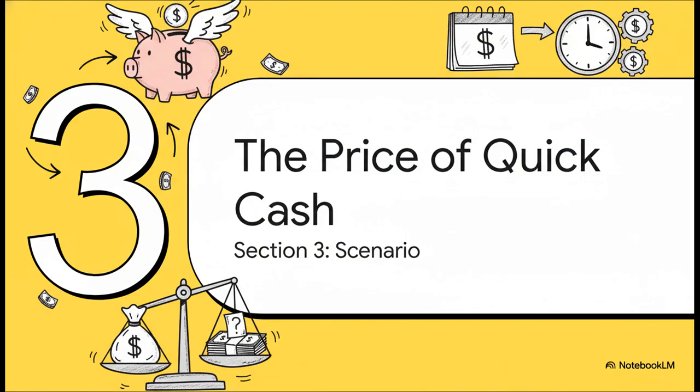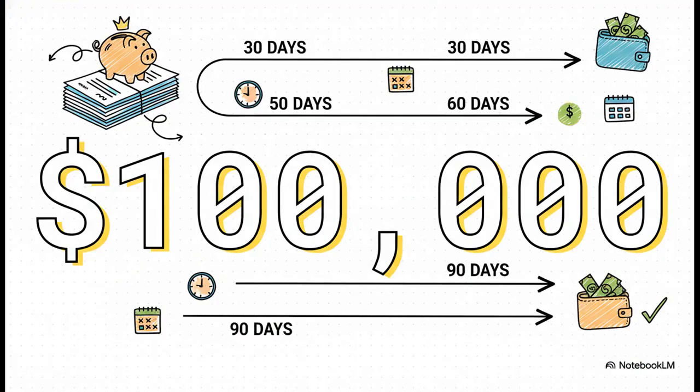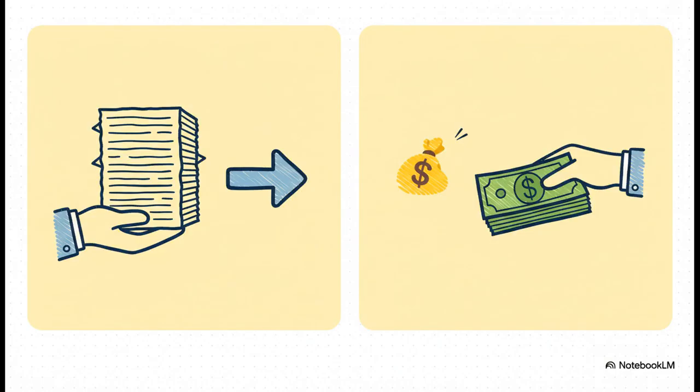So let's put some real numbers to this. We're going to walk through a scenario to see exactly what that cost-benefit trade-off looks like in the real world. Let's say your business, put yourself in the driver's seat for a minute, has $100,000 in accounts receivable. These are good customers. You know they'll eventually pay. The problem is, you're not going to see that cash for 30, 60, maybe even 90 days, and you need it now.